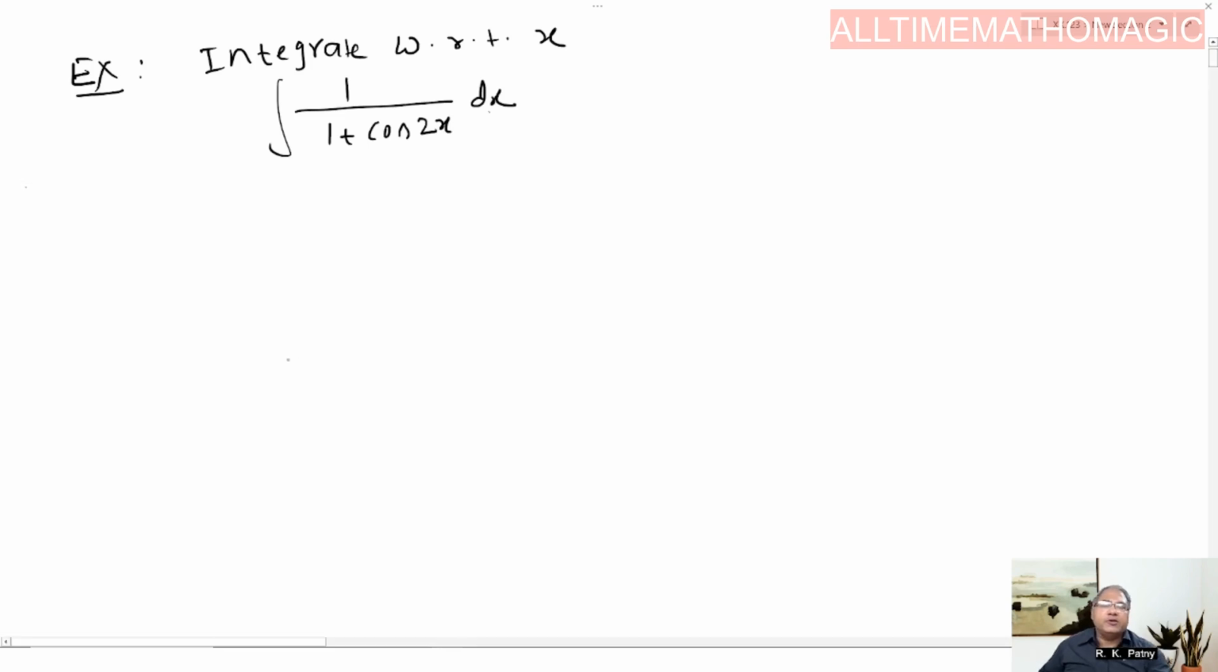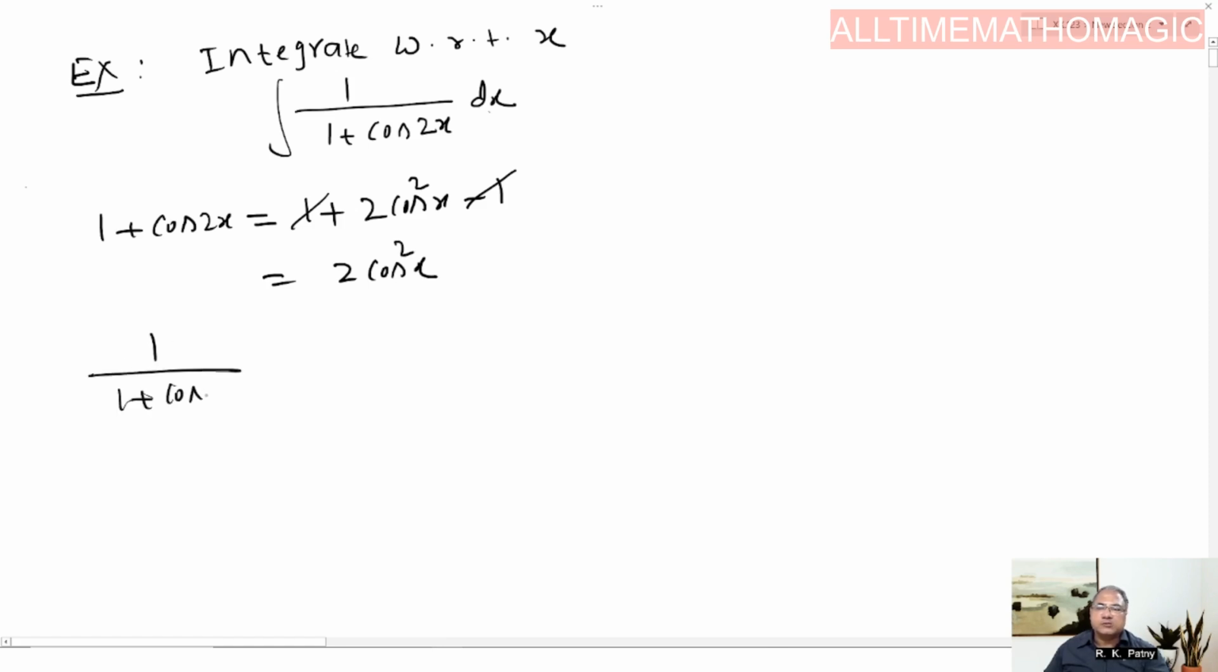Next example, integrate with respect to x, integration of 1 upon 1 plus cos 2x with respect to x. First of all, we simplify the denominator 1 plus cos 2x. Now the cos 2x formula is 2 cos square x minus 1. You have to use the cos 2x formula such that the 1 gets cancelled. Now here 1 is getting cancelled, so that equals 2 cos square x. Therefore 1 upon 1 plus cos 2x equals 1 upon 2 cos square x.